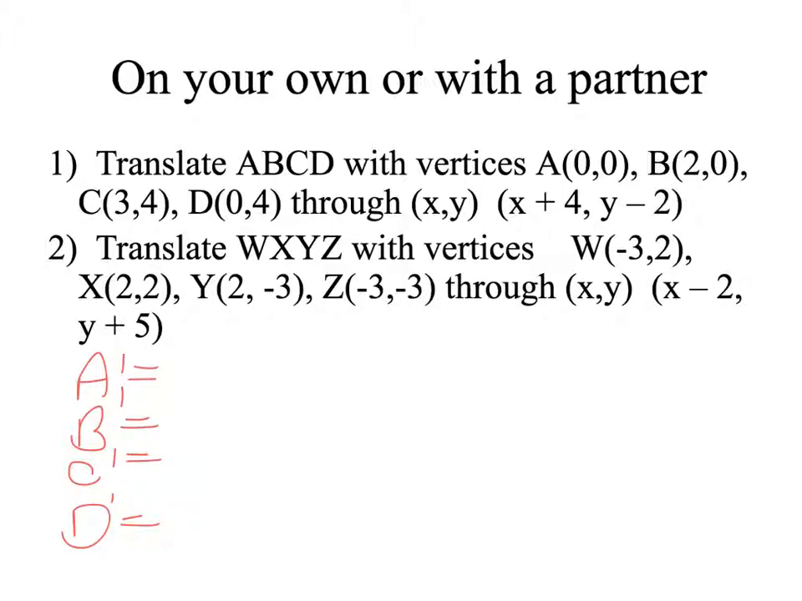A prime, when I translate 4 and negative 2. B prime is going to become 6, negative 2. C prime is 7, 2. And D prime is 4, 2.